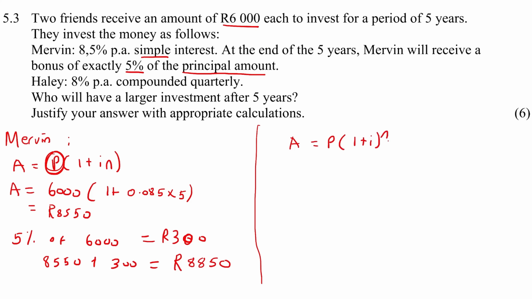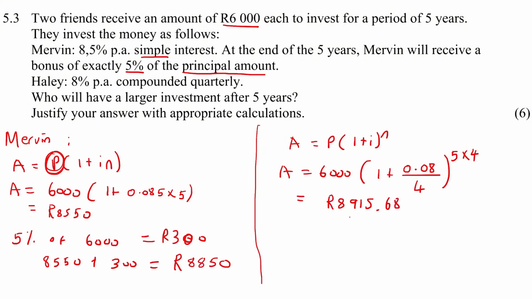Okay, now Haley, she is going to use compound. Okay. And so she also starts with 6,000 Rand. Her interest rate is 8%, but it's compounded quarterly. And so we're going to say also 5 years, but we're going to say 5 times 4. And so if you had to go work this all out, we end up with 8,915 Rand and 68 cents. So who has more money? Who will have a larger investment? Haley has the larger investment.